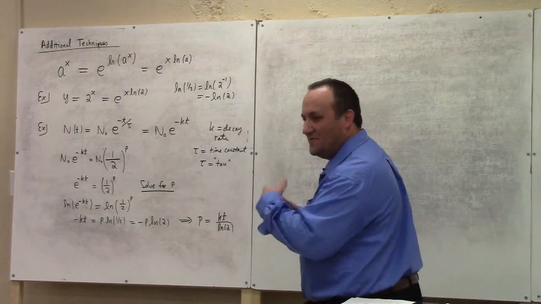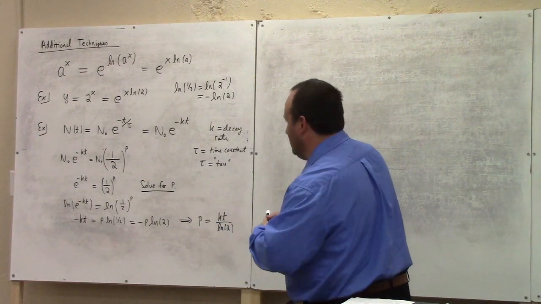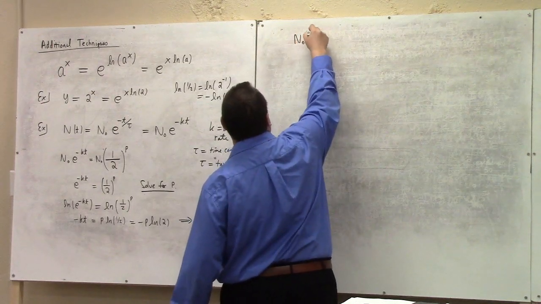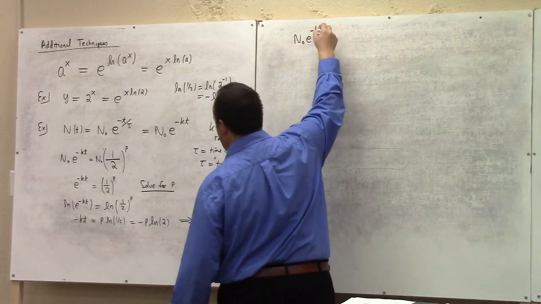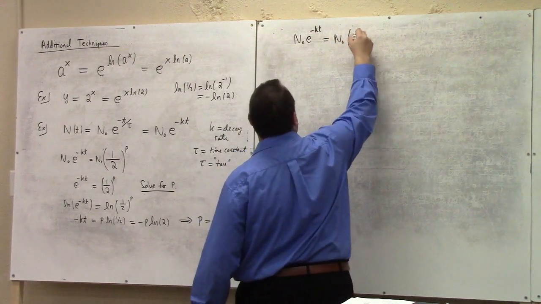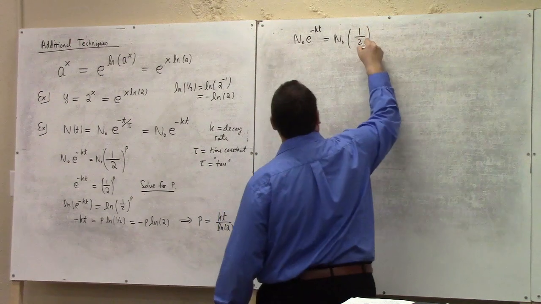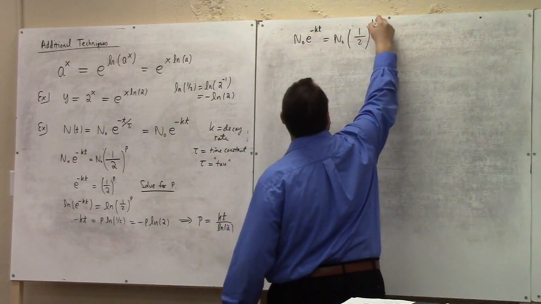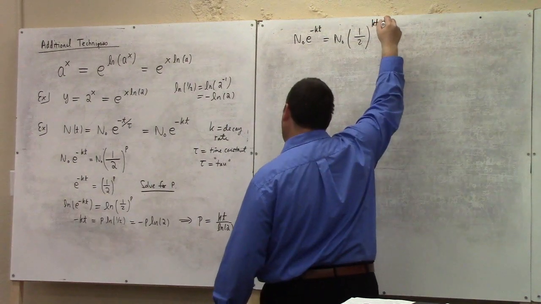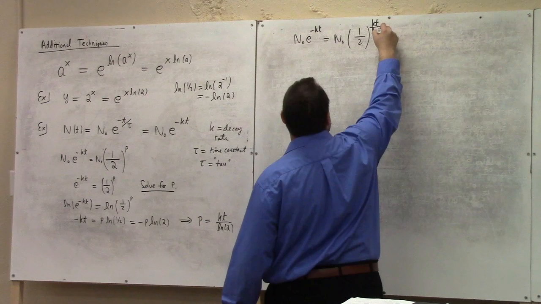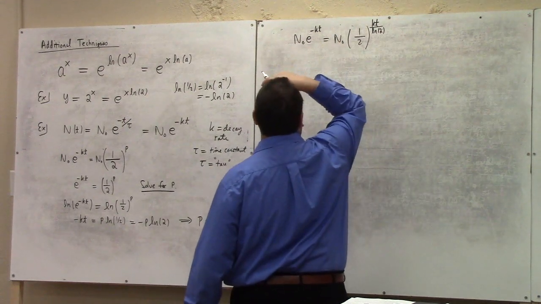So let me circle back and put this all together. What we have then is n naught e to the minus kt is equal to n naught times 1/2 to the what power? To the kt over the natural log of 2, right?